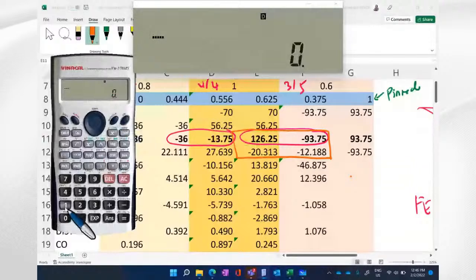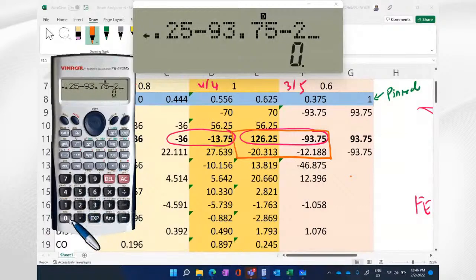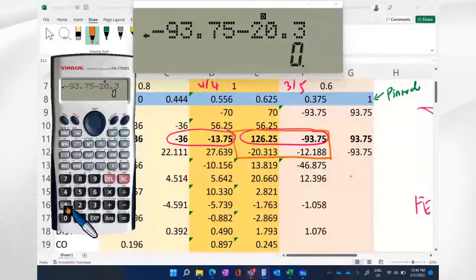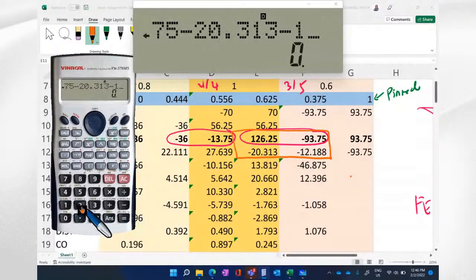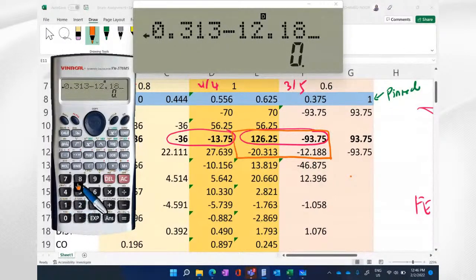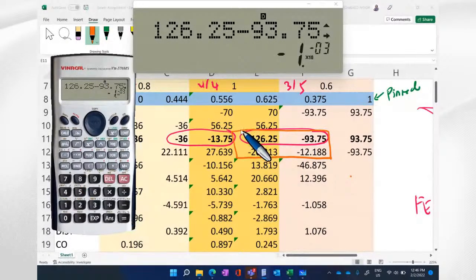It is 126.25 minus 93.75 minus 20.313 minus 12.188. It is 0.00 something, equal to 0. It is just because of decimal places, it doesn't matter.